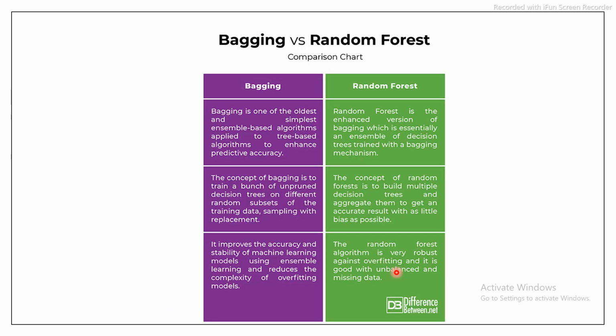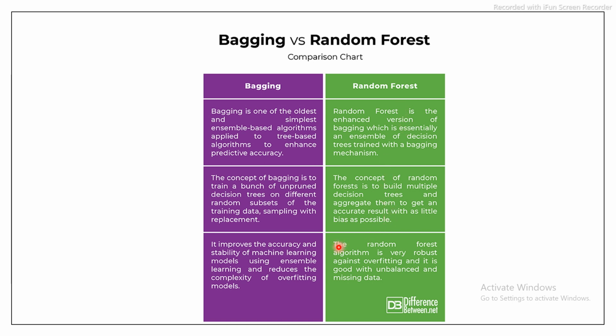Similarly, bagging and boosting is a similar concept. Bagging is one of the oldest and simplest ensemble methods. Bagging is nothing but an ensemble technique. The concept of bagging is to train a bunch of unpruned decision trees on different random subsets of the training data, sampling with replacement. So the ensemble technique is using a bagging technique. It improves the accuracy and stability of machine learning models and reduces the complexity of overfitting the model. If your model is highly overfitted, in that case you will use bagging. Bagging is nothing but ensemble methods.